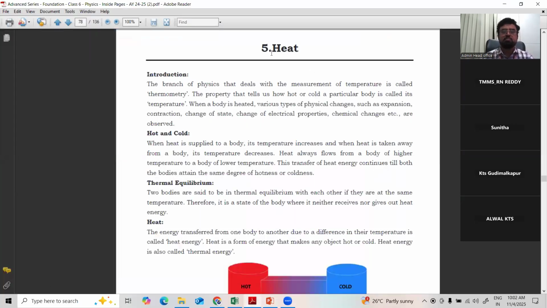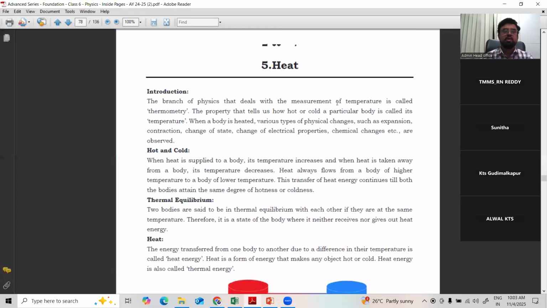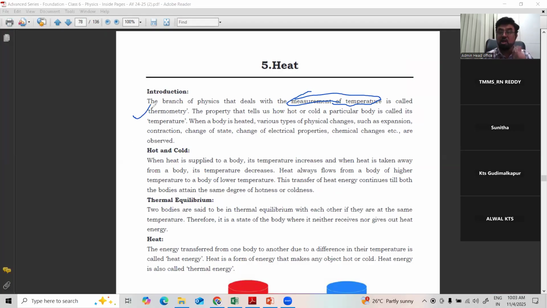So this is the heat chapter. You can see in the material, page number 74. We discussed what is heat. You can see here, the branch of physics that deals with the measurement of temperature is called thermometry. Thermometry is nothing but measuring the temperature. The property that tells how hot or cold a particular body is called temperature. So you cannot see the temperature, but you can feel it by touching.